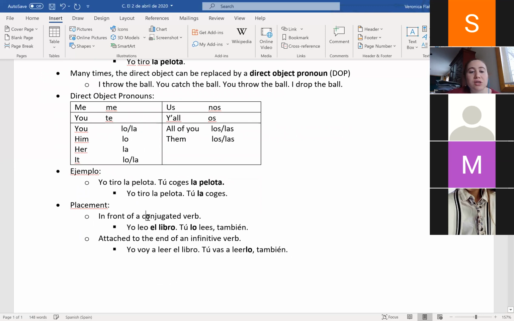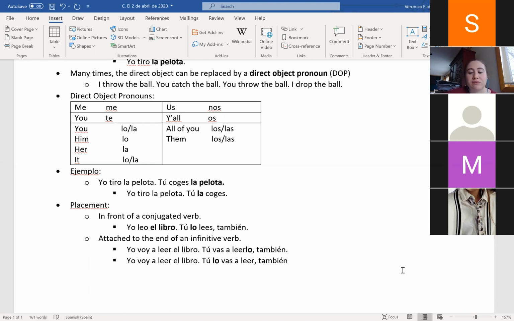It can go in front of a conjugated verb or attached to the end of an infinitive verb. So it can't go in front of leer because leer is infinitive. But where could it go? In front of vas. Yep. So I'm gonna copy that one again and move it. So instead of leerlo, lo vas a leer. So it can move around. There's a lot of flexibility in Spanish that we don't have in English, because in English we can say you'll read it too, but we can't say it read too. Okay. But in Spanish we have a lot of flexibility.